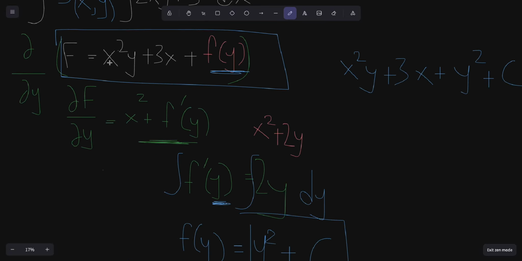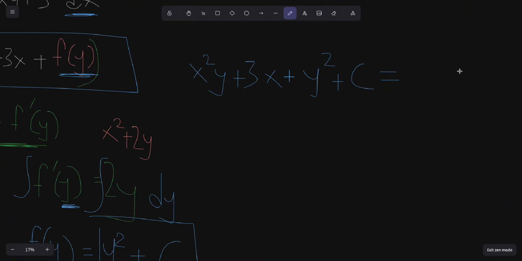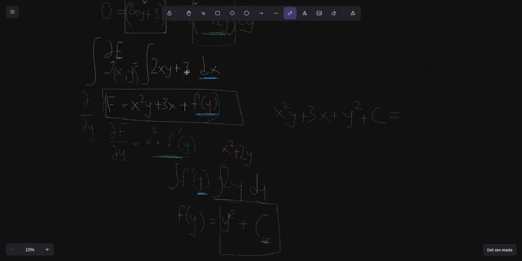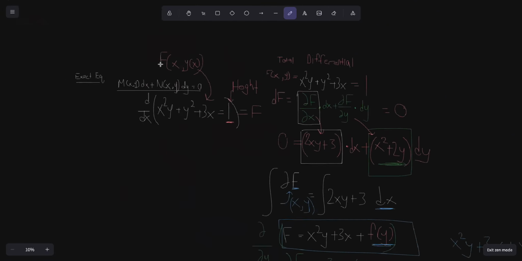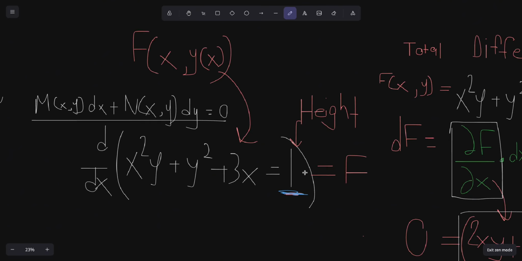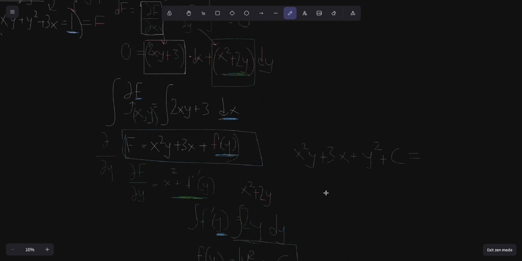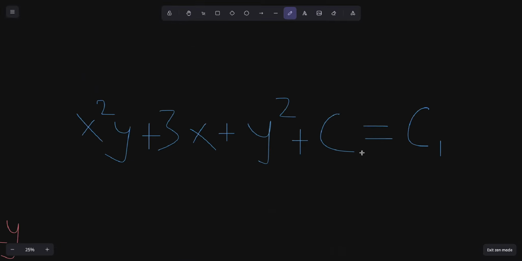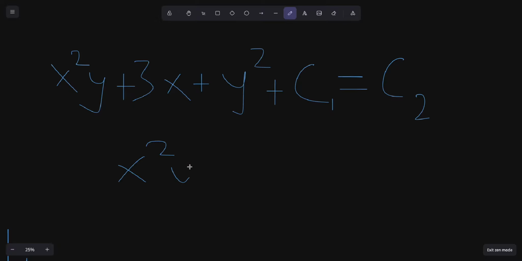And recall that this is going to be equal to some other constant, right? Because remember that initially, when we started out, this is equal to some constant, right? This is the form that we originally started out with. So this is going to be equal to some other constant. I can call this c1 and then c2. So I just get x squared y plus 3x plus y squared is equal to some big constant, c3.